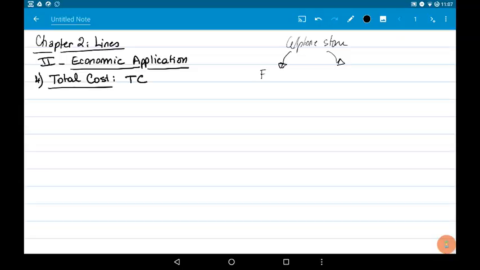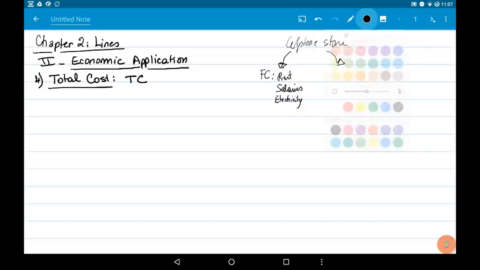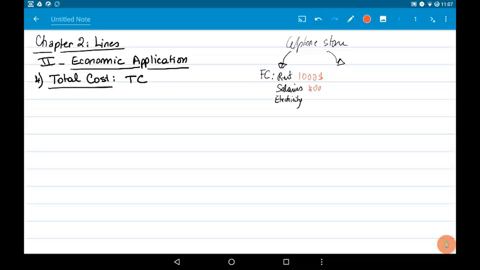We have the fixed cost that includes the rent, salaries, the electricity bill, so for example, it's $1,000 for rent, $400 for salaries, and $100 for electricity.